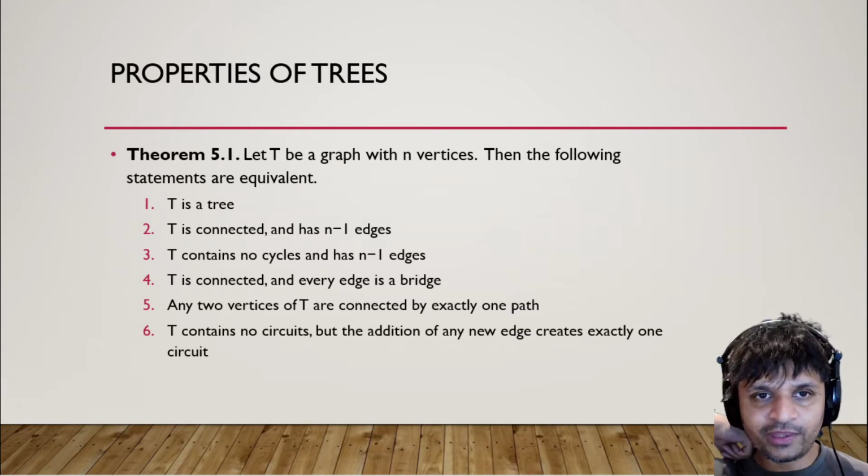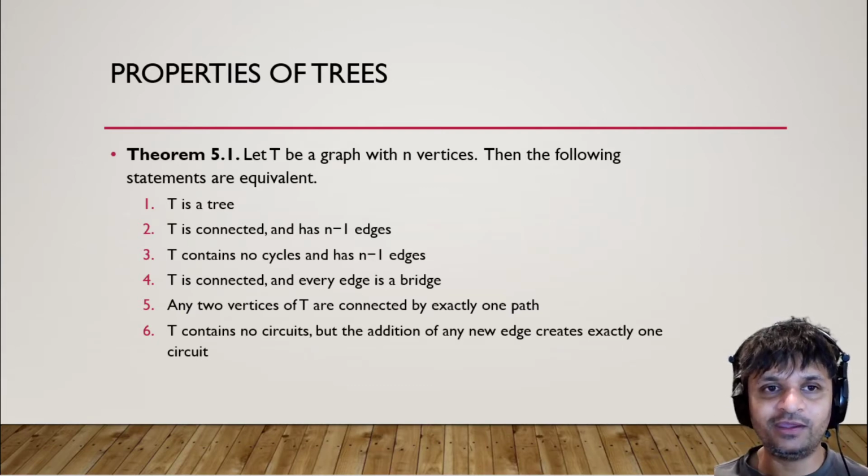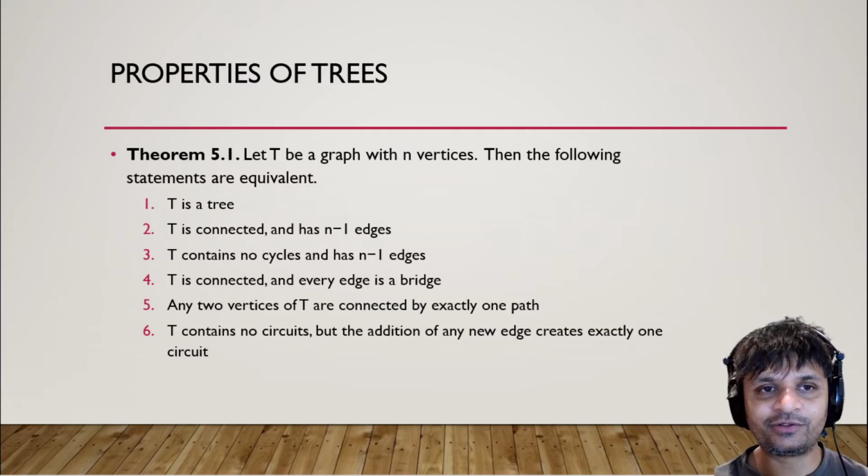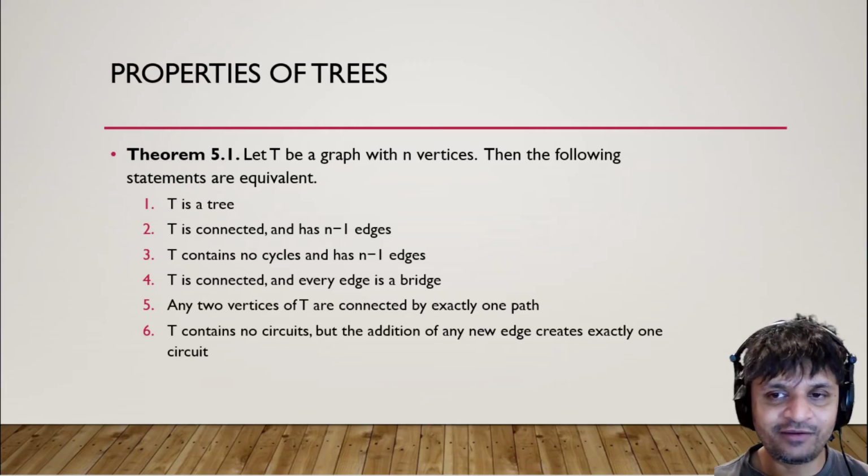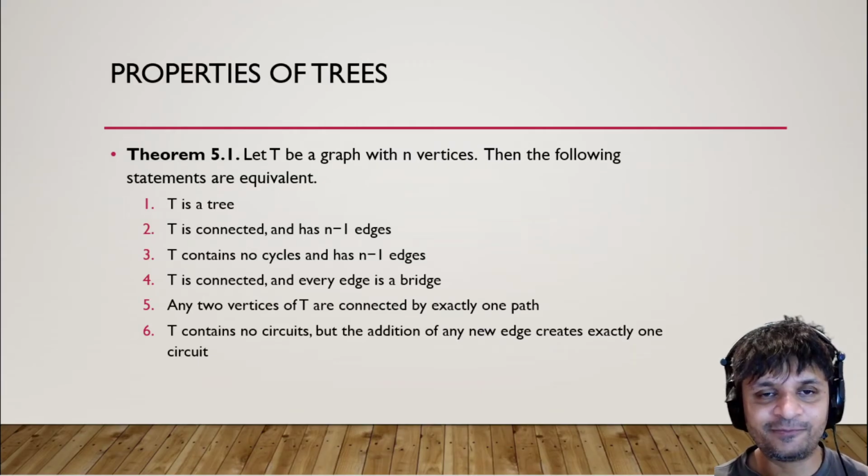Now I'm going to take you through theorem 5.1, which is the main theorem about trees that's in your book. If you're following along, you'll see it there as theorem 5.1. This theorem is quite an interesting one. It says, let T be a graph with n vertices. That's just the definition. We're talking about a graph with n vertices. Then the following statements are equivalent.